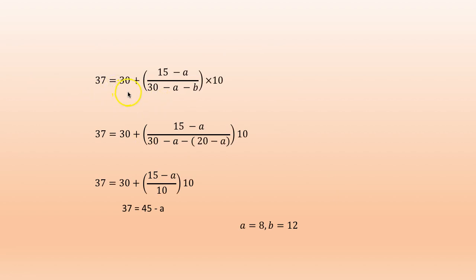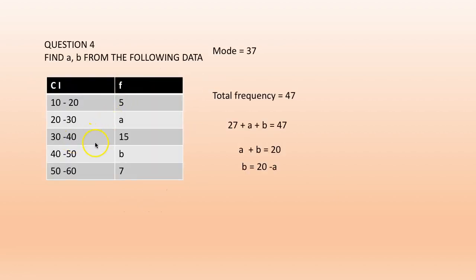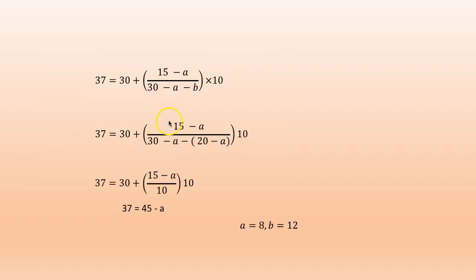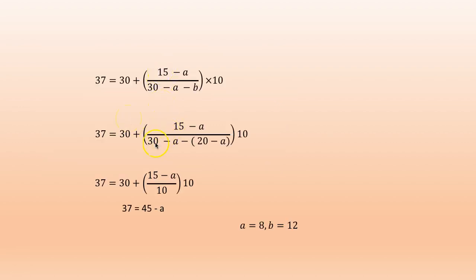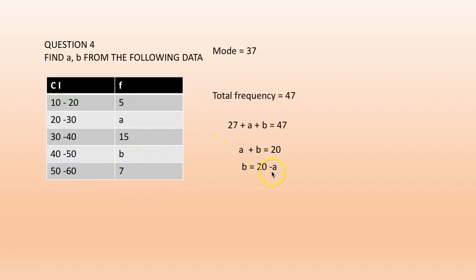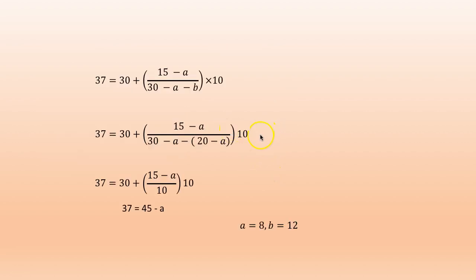So 37 equals the lower limit, that is 30, plus frequency of the modal class. Modal class is 30 to 40 because 37 lies in this interval. So frequency of the modal class is 15. So 15 minus frequency of the class preceding the modal class, which is A, by 2 times Fm, that is 30, minus A, minus frequency of the class succeeding the modal class, which is B, which is 20 minus A, into 10. 10 is the width of the class interval. Simplifying, we get 30 plus (15 minus A) by 10 into 10. So 37 is 45 minus A, so A is 8, and substituting for B as 20 minus A, you get B as 12.